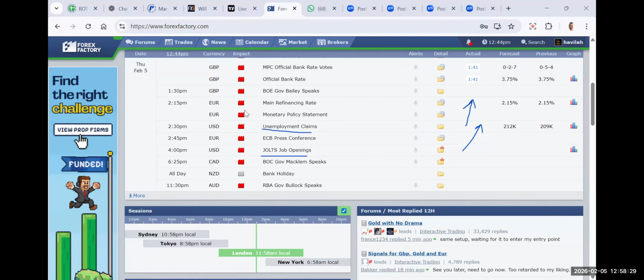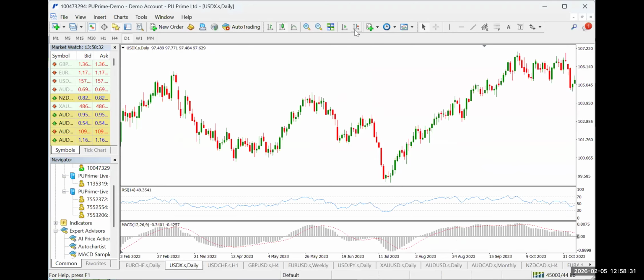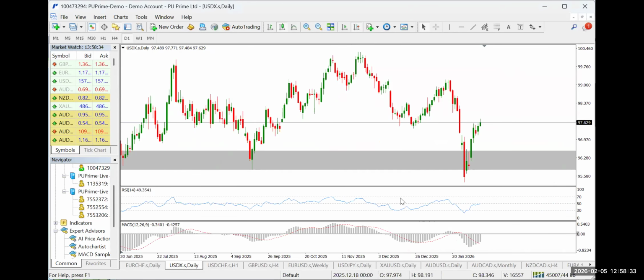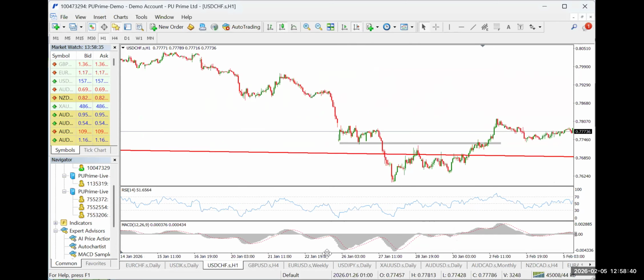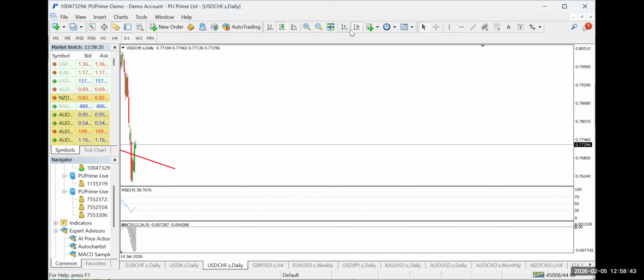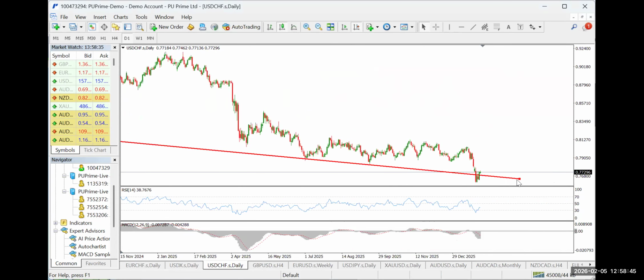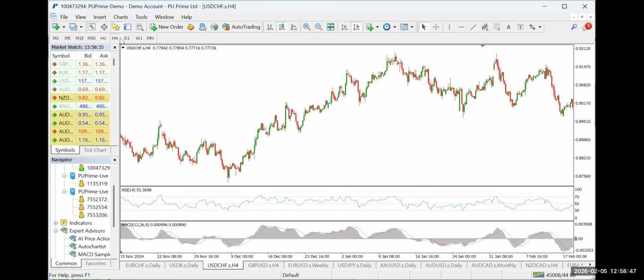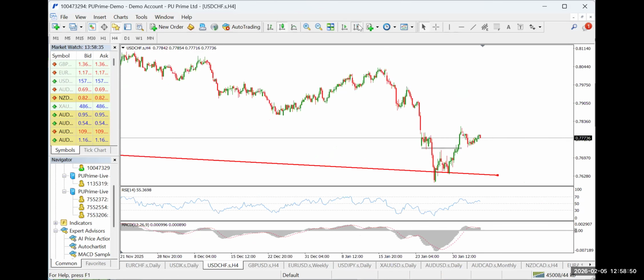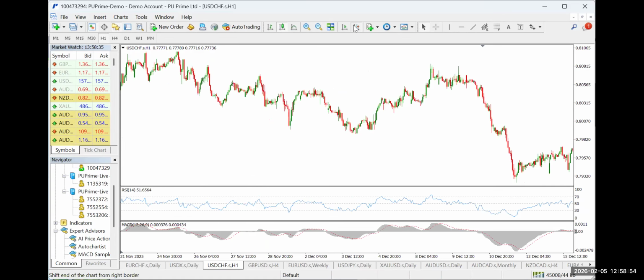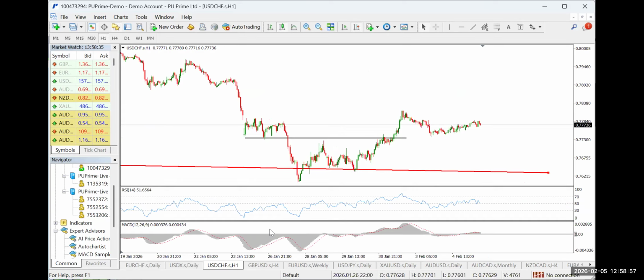So by 2:30 p.m., if the news comes out good for the United States dollar, you may look at buying. Let's check the USD CHF, because we're not trading the dollar index itself, it's an index. So we can look at trading the USD CHF. I'm not seeing good quality on the USD CHF.